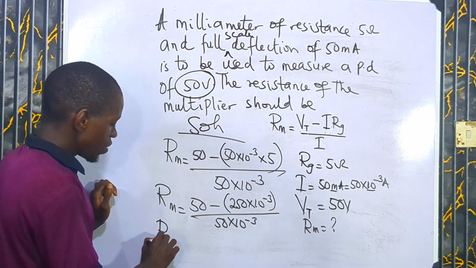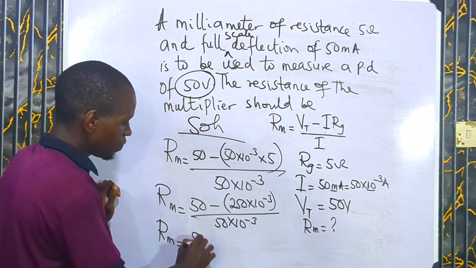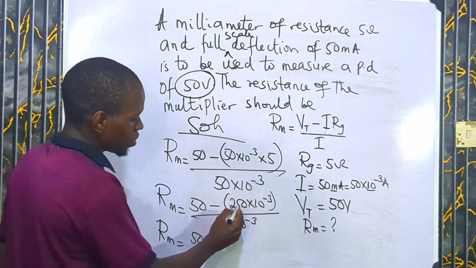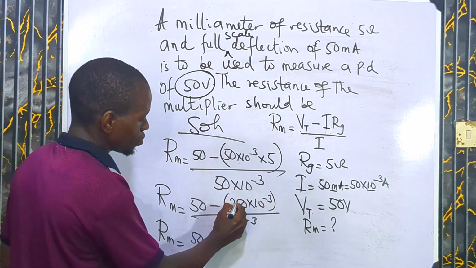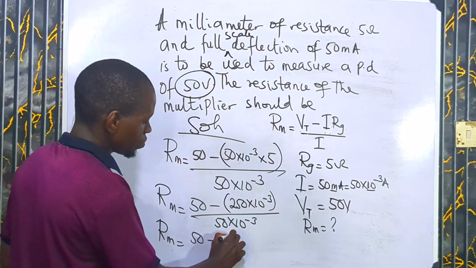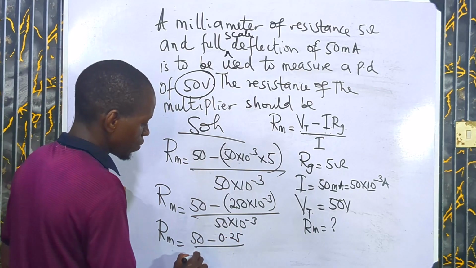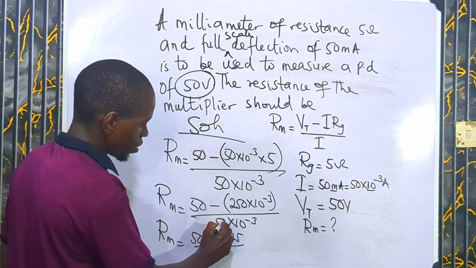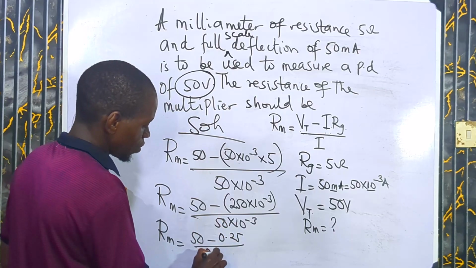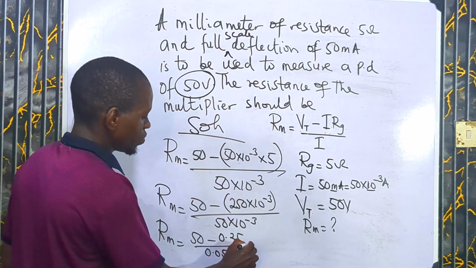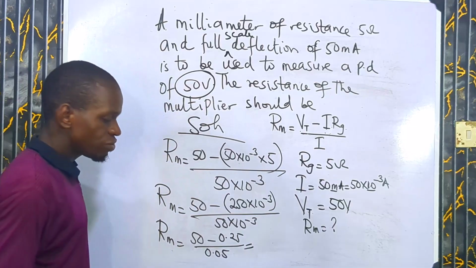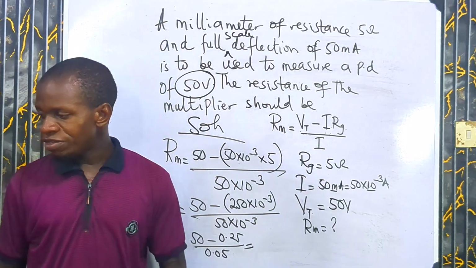So this is Rm equals 50 minus 0.25, all over 0.05. So this is what I have. And I'm going to get my calculator and solve this out.